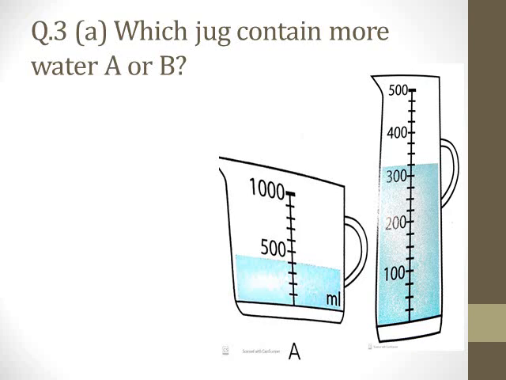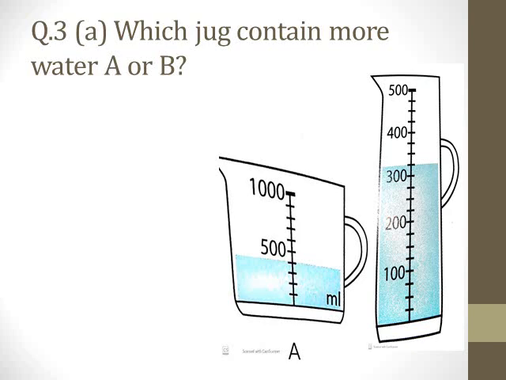So now check the water. In jug A, the water is up to 1, 2, 3, 4. So 100, 200, 300 and 400. So I can say jug A has 400 milliliters of water. Now we know jug A's quantity of water is 400 ml, but we don't know jug B's quantity of water. So we cannot say whether jug A or B has more water.